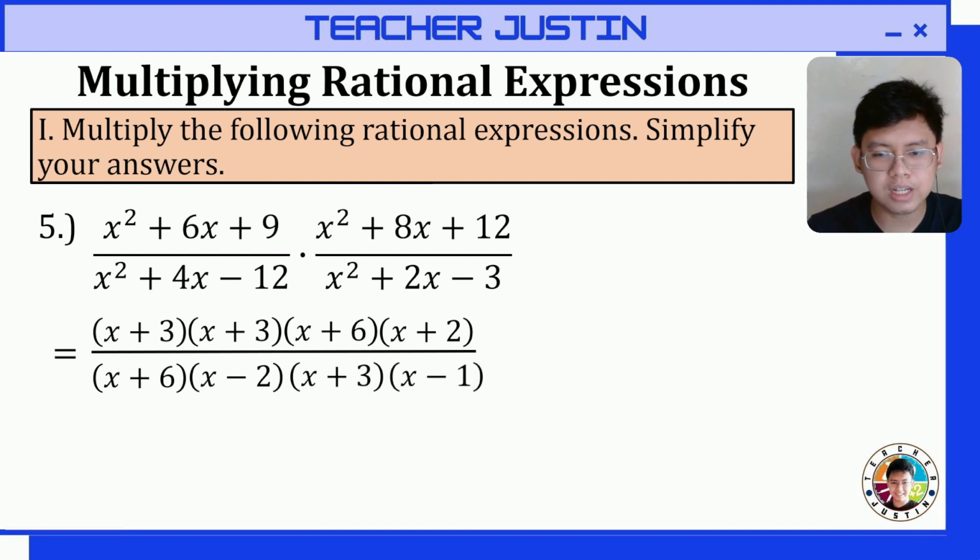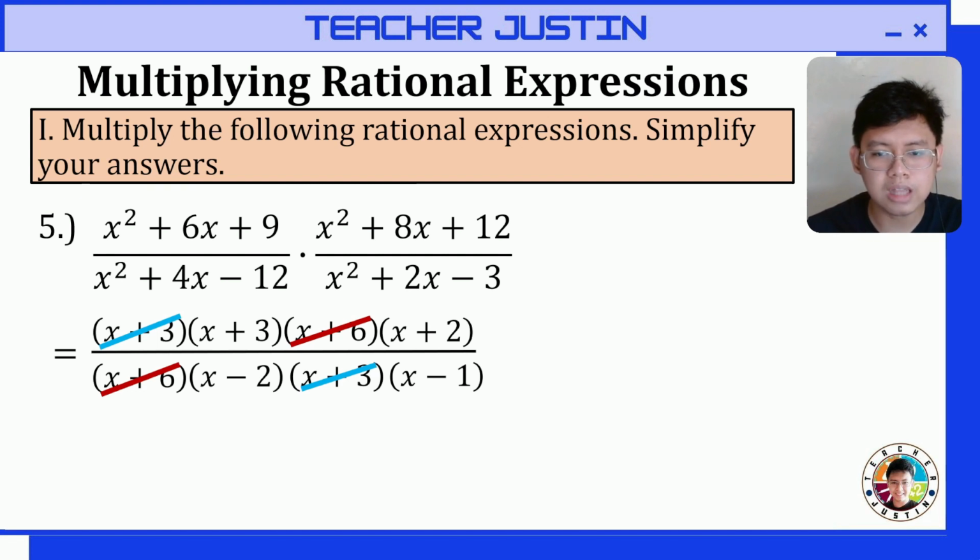So, now, tapos na nating i-factor yung ating numerators and denominators. Let's apply cancellation. So, cancel natin lahat ng common factor sa numerator at sa denominator. So, we have x plus 3, cancel natin. And x plus 6, cancel natin. So, meron tayong natirang x plus 3 and x plus 2 sa numerator, x minus 2 and x minus 1 sa denominator. Then, let's multiply them using FOIL method.